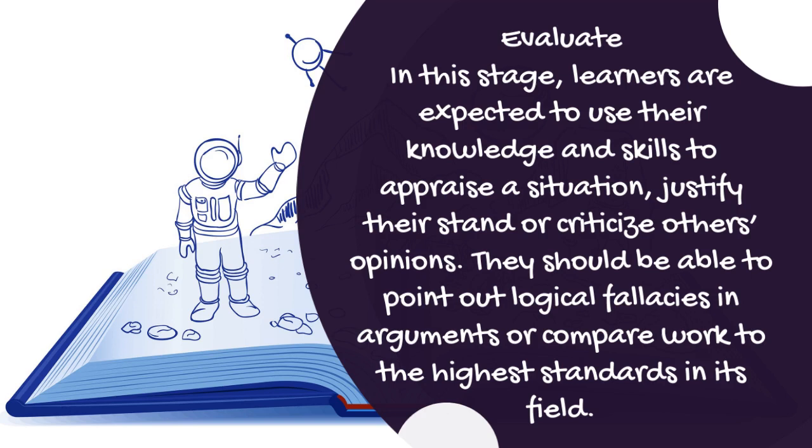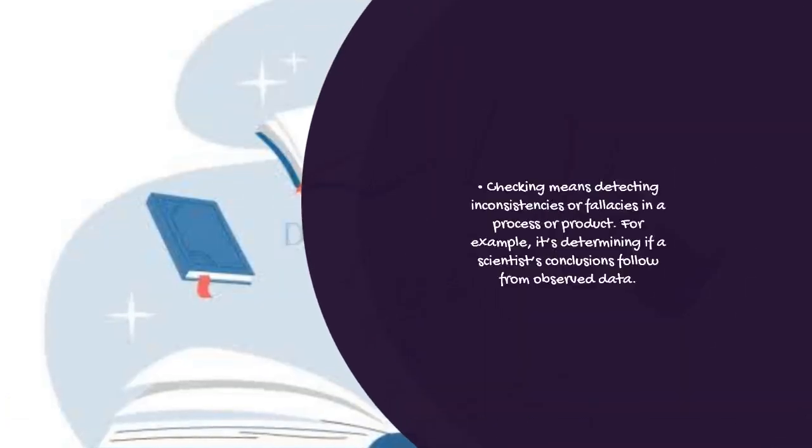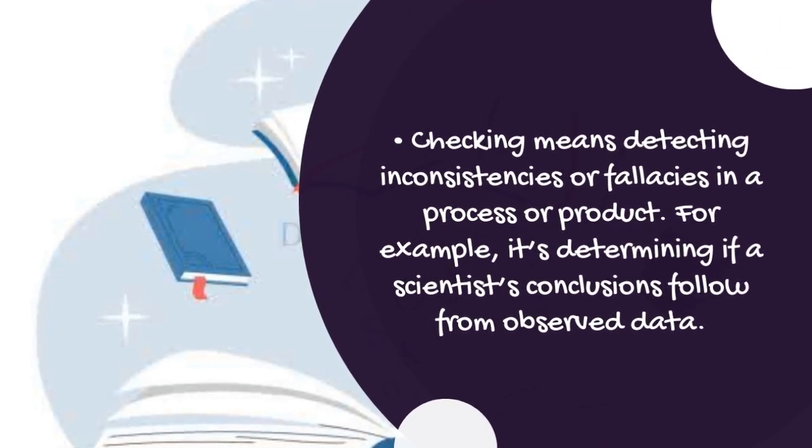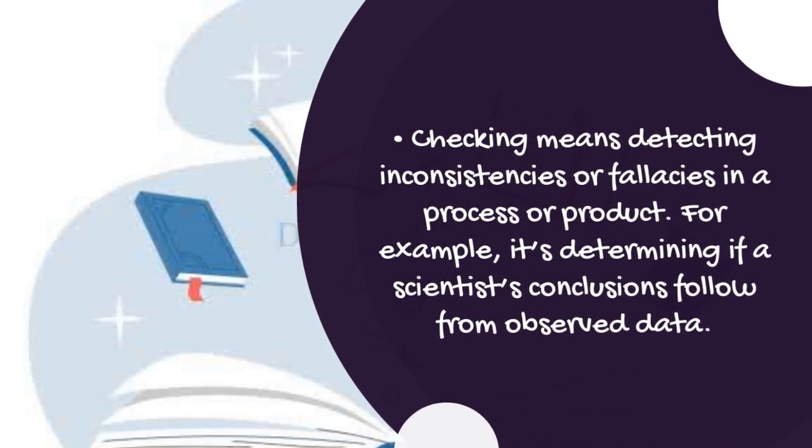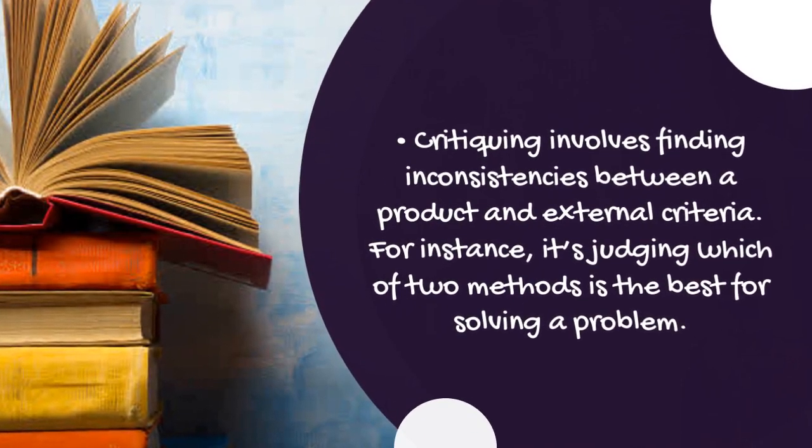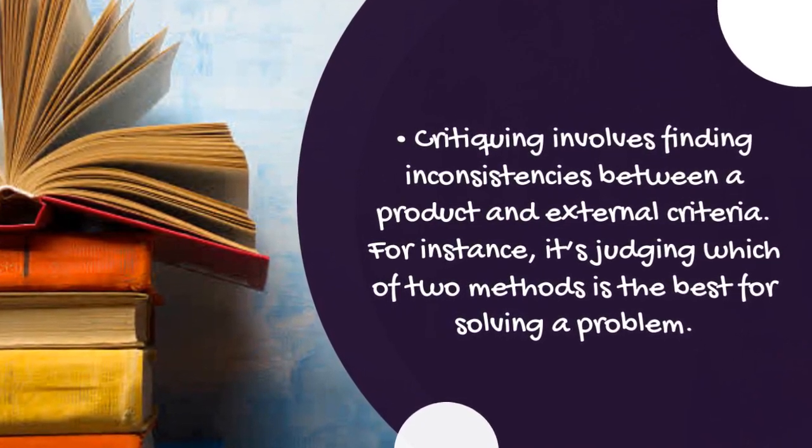Evaluating is divided into checking and critiquing. Checking means detecting inconsistencies in a process or product, while critiquing involves finding inconsistencies between a product and external criteria. For instance, it's judging which of two methods is the best for solving a problem.